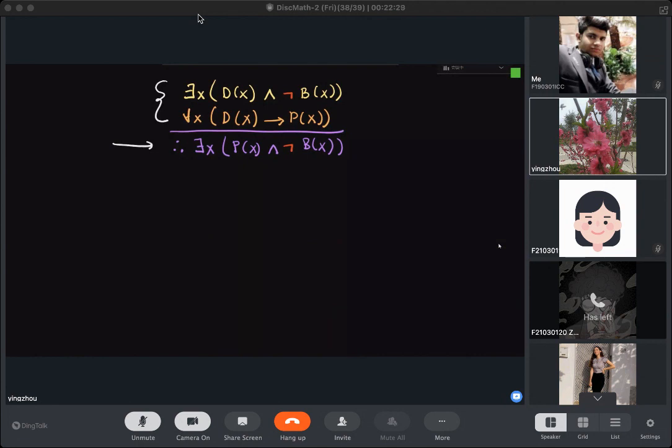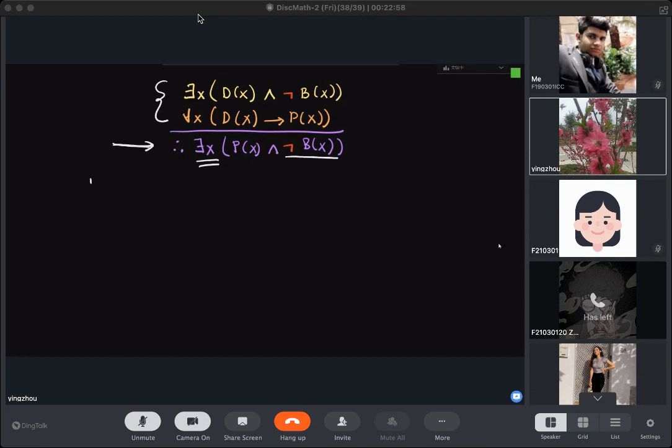Before I start all willy-nilly into what I prove, I know that this is where I want to end up. I want to end up at the conclusion. Well, how can I possibly end up at a conclusion that says there exist these things unless I can show that d(x) is true for some x, because there exists an x, and that not b(x) is true for that x? So let's see how we get there.